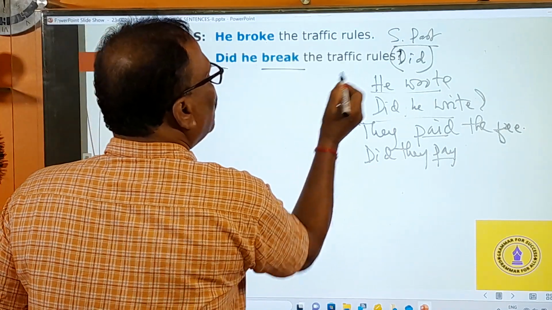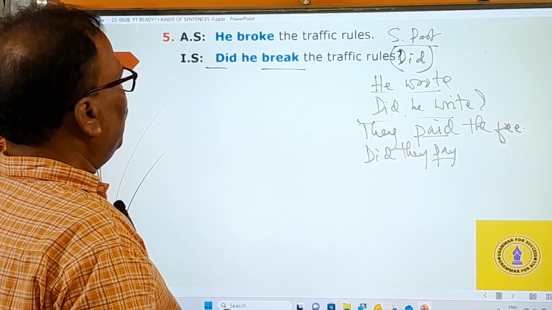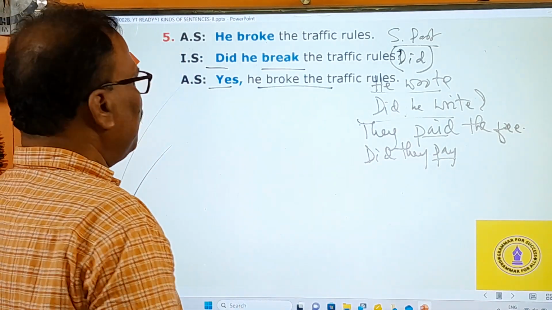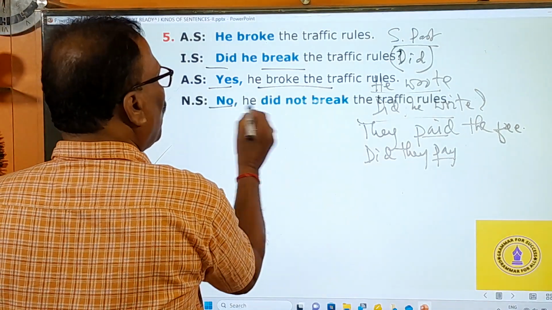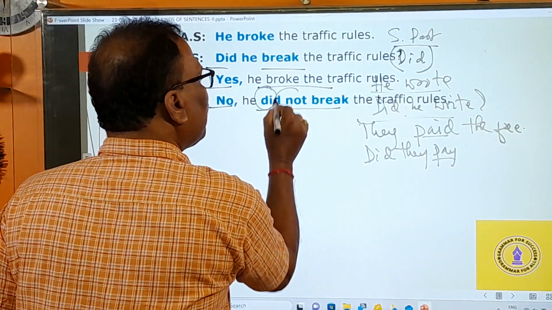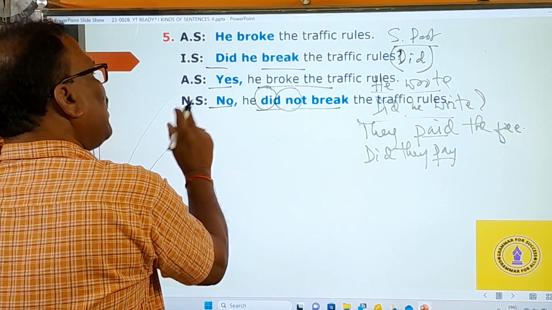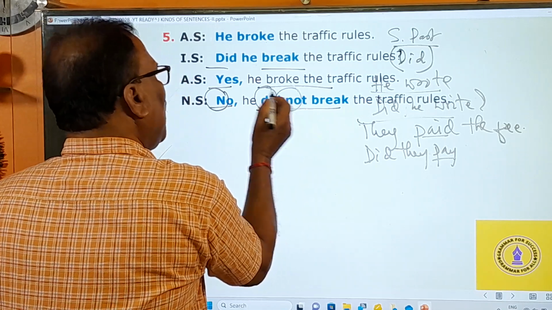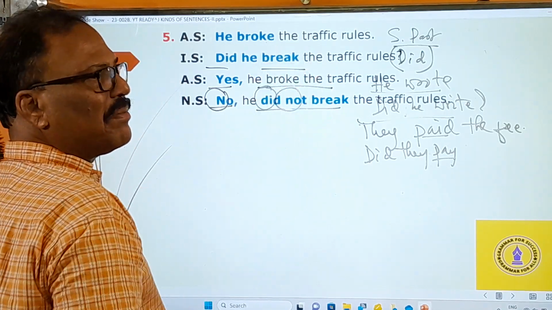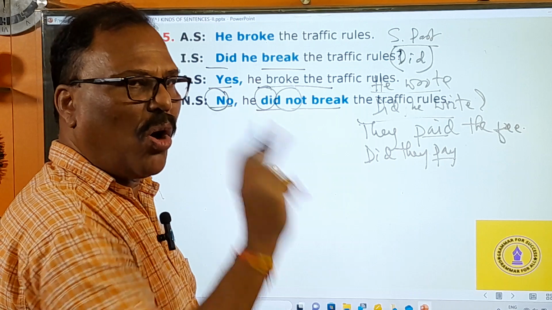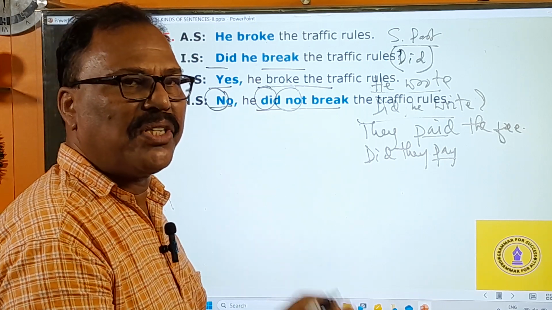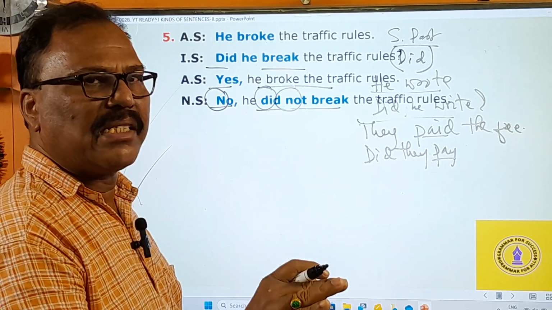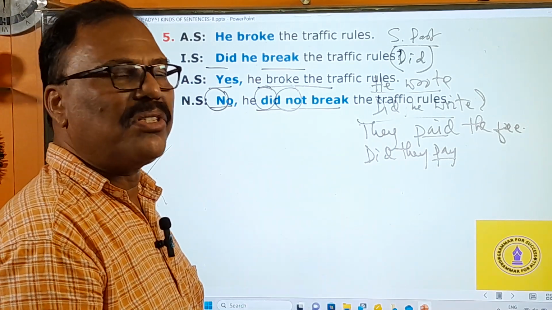Did he break the traffic rules? Yes, he broke the traffic rules. Negative sentence? No, he did not break. Remember, in a negative sentence, there must be no and at the same time not. Even if there is no, there must be not. If there is not, it means it is a negative statement. No or not indicates that it is a negative statement.